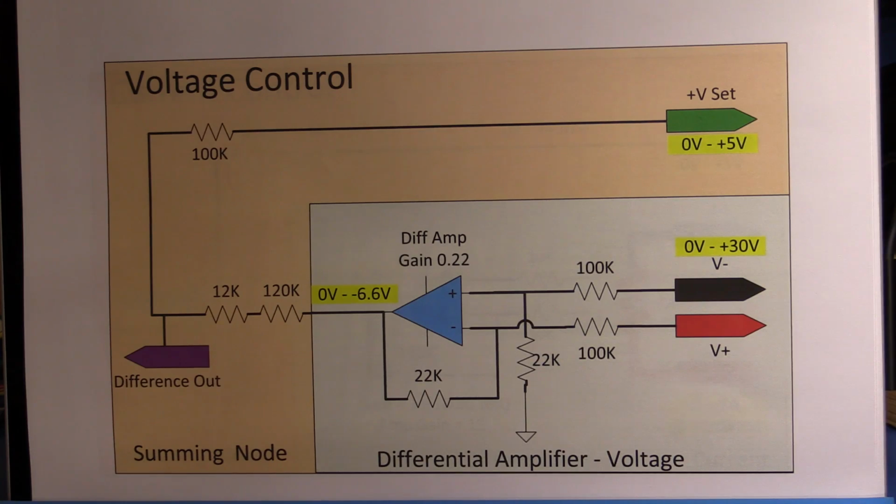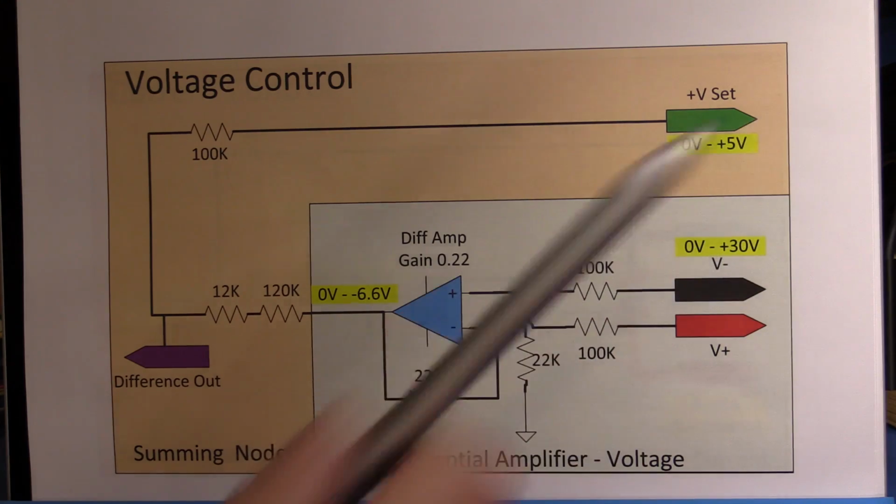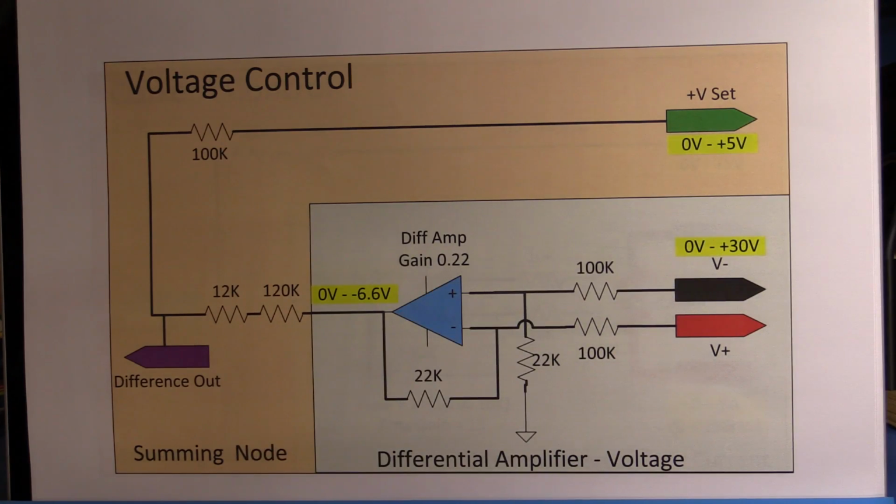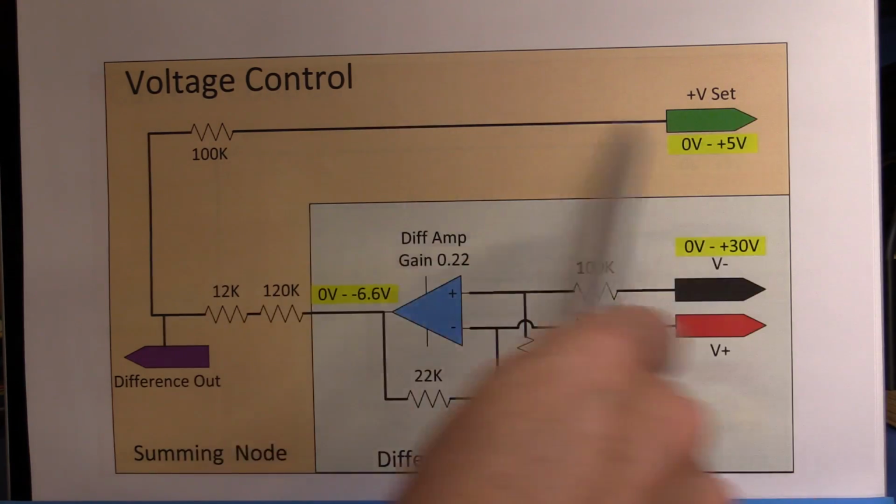So whether I use a pot or an analog to digital, digital to analog converter, or some other kind of control mechanism, either a PWM output with an RC, I want to basically be able to control this from 0 volts representing 0 volts to 5 volts representing a 30 volt output on my power supply. So I've got the 0 to 5 volts coming in.